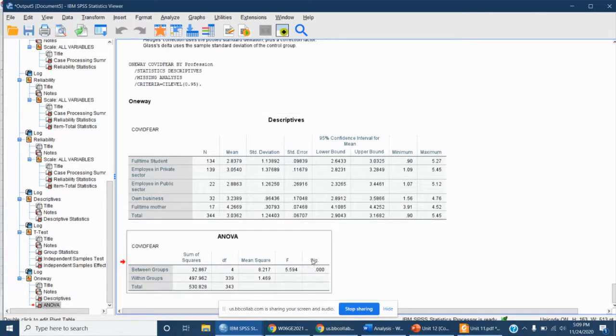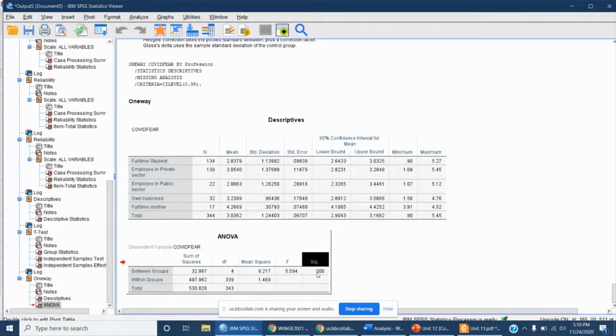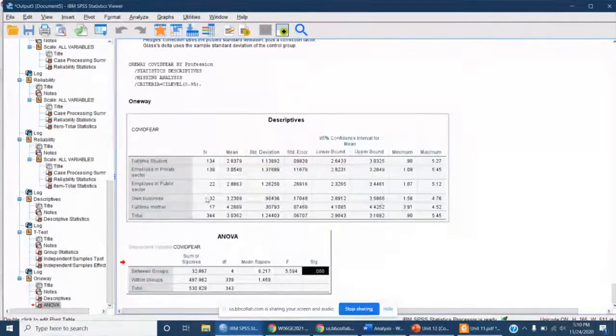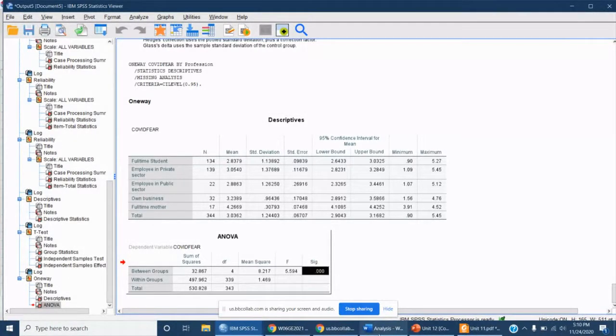So we just need to look at the significant value here. This significant value must be lesser than 0.05. If this value is lesser than 0.05, which it is, it shows that there are at least two groups which have significantly different means. So yes, our hypothesis is accepted.